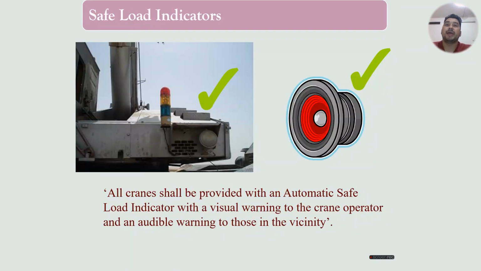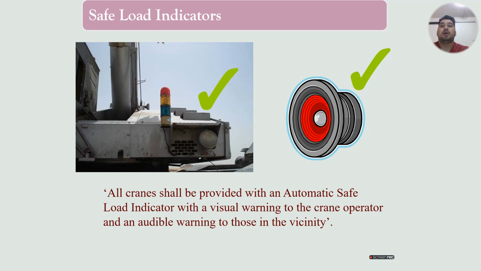After that, the safe load indicator. A safe load indicator should be properly installed on the crane. All cranes shall be provided with an automatic safe load indicator with a visual warning to the crane operator and an audible warning to those in the vicinity.